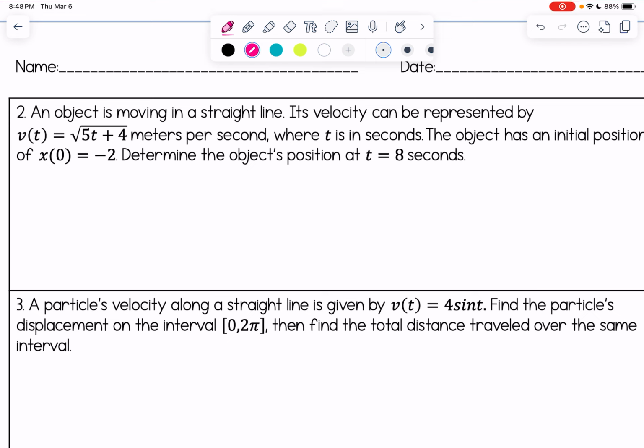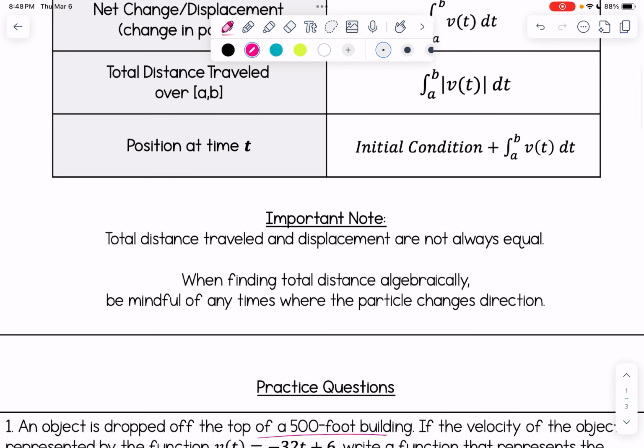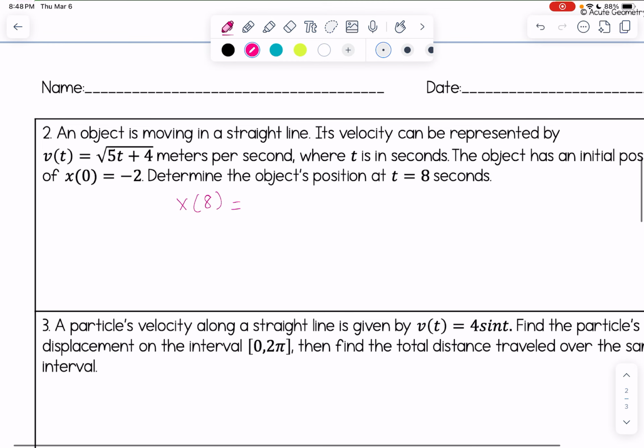So in order to find a given position, we're going to be looking for the position at 8, so I'm going to say x of 8. We want to use our formula. If I just scroll back for a second here, we have to think about it as, where did we start? Where did the particle or the object start? Where is its initial condition? And then basically, how did it change? So we know that at x of 0, we are starting at negative 2.